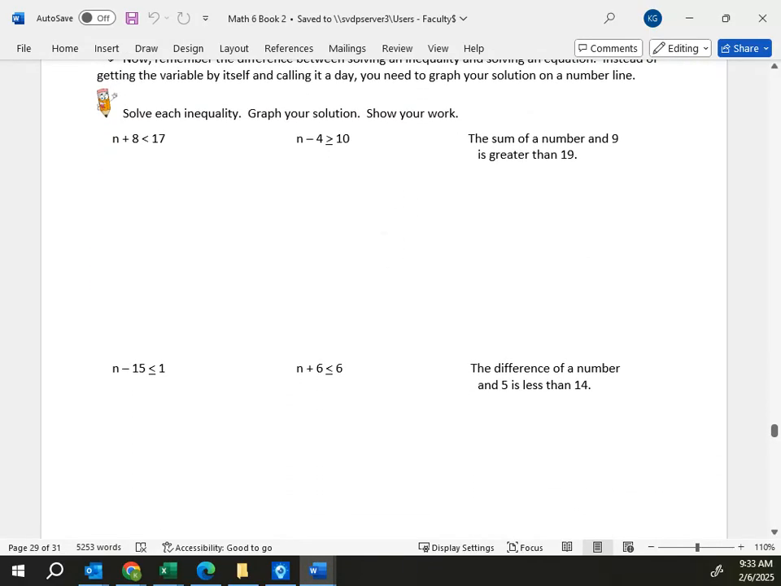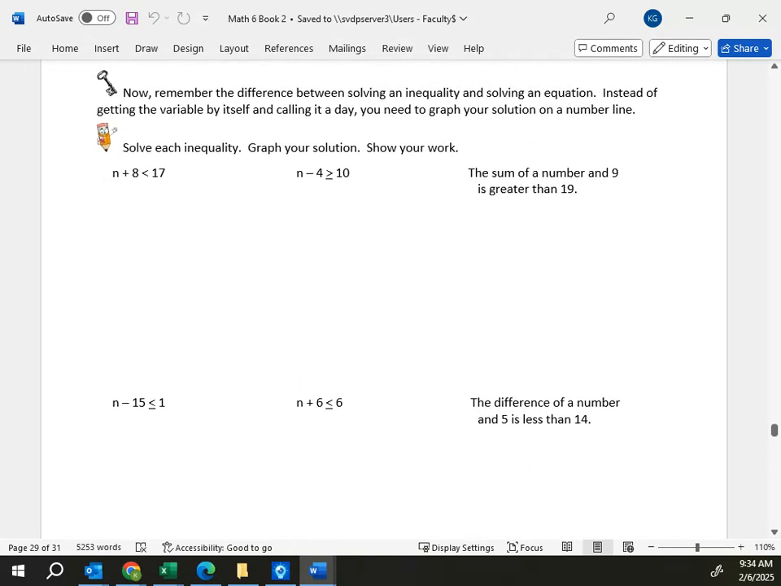Remember the difference between solving an inequality and solving an equation. Instead of getting the variable by itself and calling it a day, n equals 61, it's not going to be quite as simple. Now we are going to make that an inequality instead of bringing down the equal sign and saying n equals 61. We're going to say the final here, n is less than what number? So instead of saying n equals this number, oh, what was my inequality symbol? That's what I'm going to put down here.